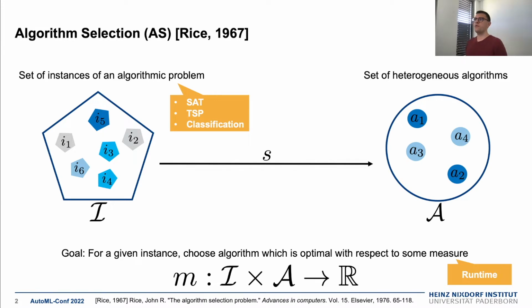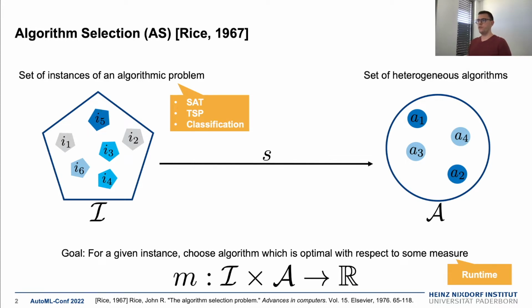The algorithm selection problem was first introduced by Rice quite a while ago, in 1967, and the general idea is that you have a set of instances of an algorithmic problem, such as the Boolean satisfiability problem, the traveling salesperson problem, or even just classification in machine learning. And then you also have a set of heterogeneous algorithms, heterogeneous in the sense that they can solve these instances differently well. So, for example, algorithm A1 might take longer to solve instance I1.